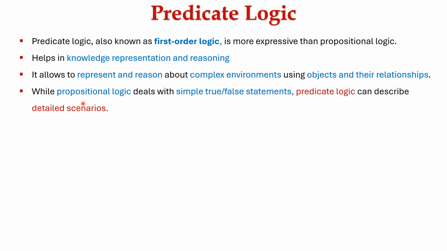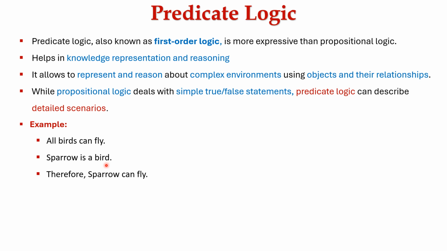While propositional logic deals with simple true or false statements, predicate logic can describe scenarios in detail. For example, all birds can fly. Sparrow is a bird. Therefore, sparrow can fly. So this is how we represent predicate logic.